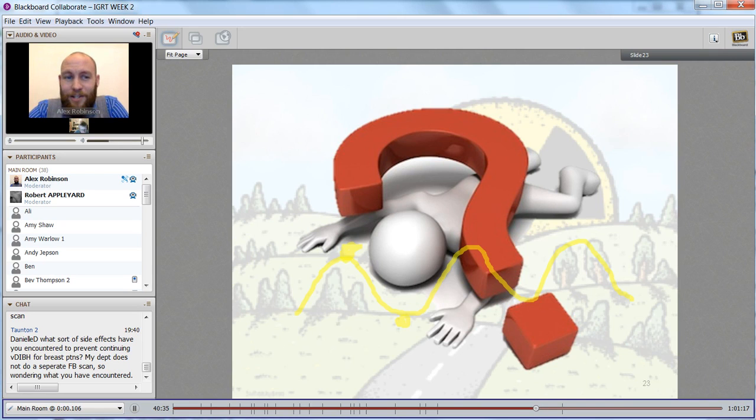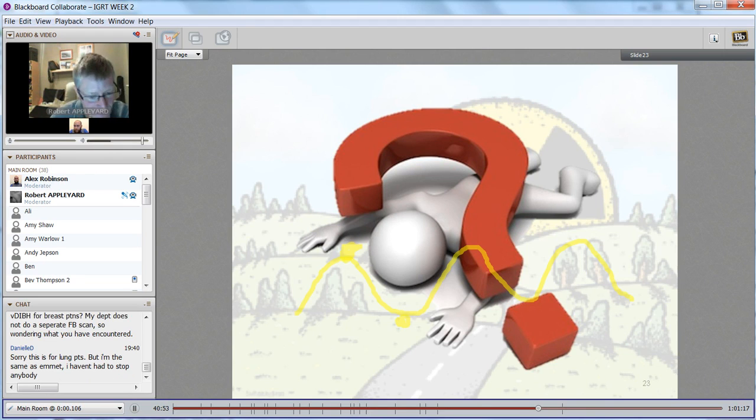Yeah, you're right, Rob. It's hard to keep up with these questions. You can see this here now. I think this is the Taunton posse here. What sort of side effects have you encountered to prevent continuing? Separate free breathing scans. Yeah, I think one or two people have talked about addition of free breathing scans and the extra dose, and whether that's a consideration.